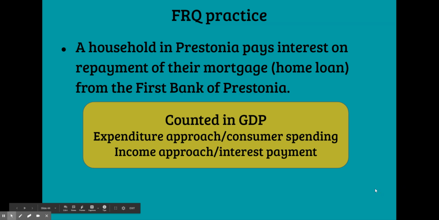Both of those answers are correct, and on the official FRQ that this came from, a prior AP test, they did list both of those as potential answers. Given the way this question is stated and the previous question that also had two answers, it starts by looking at the perspective of the household that's making the payment. So the more correct answer would be consumer spending, but they do give full credit for either of those answers.